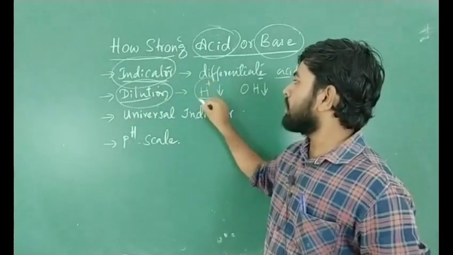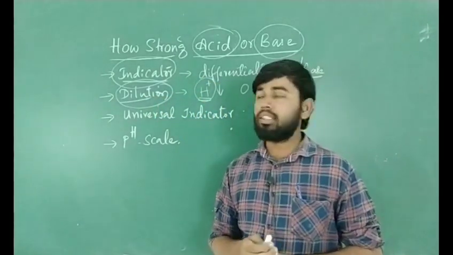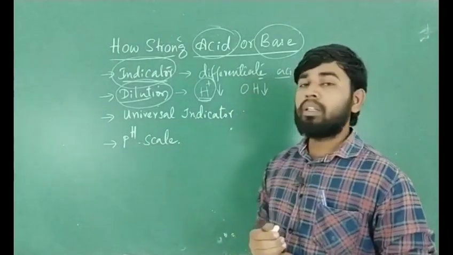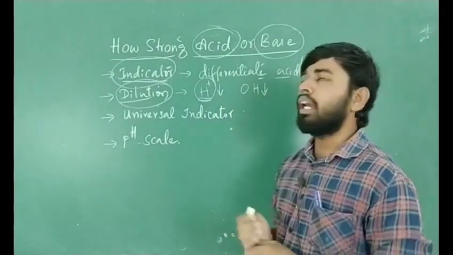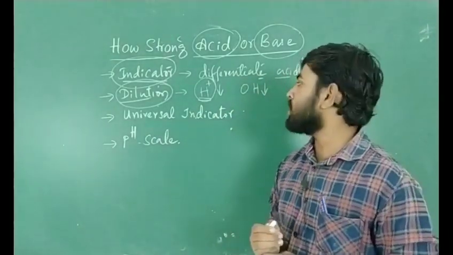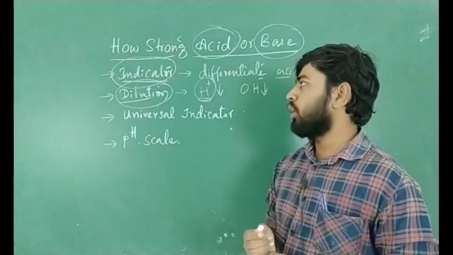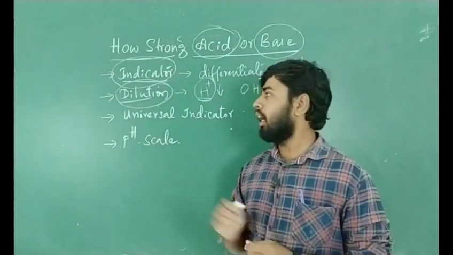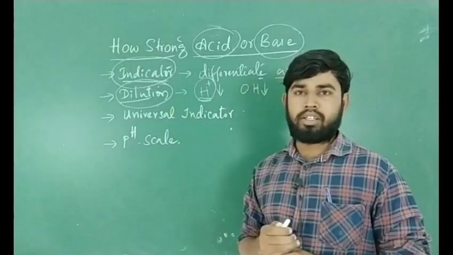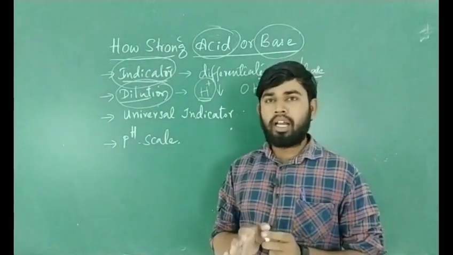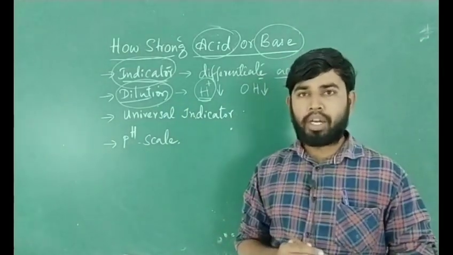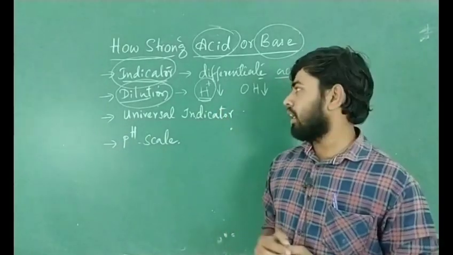This is about the dilution of acid. What happens? H plus ion concentration is going to decrease. Similarly, when you dilute a base, there will be a decrease in the concentration of OH minus ions. So now you understood what we mean by the dilution of acids or bases. Generally, there will be a decrease in the concentration of hydronium, or else we can say hydroxyl ion.